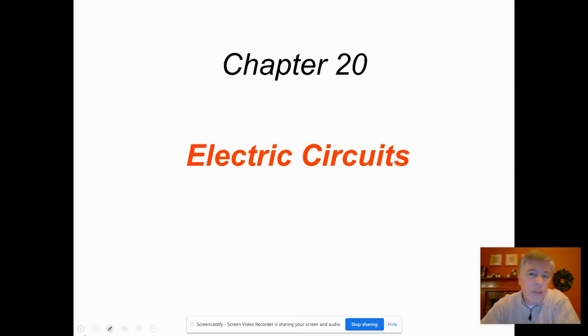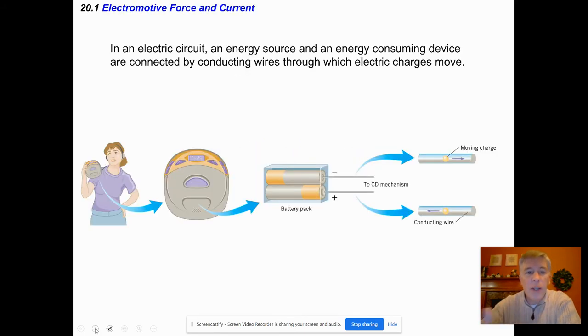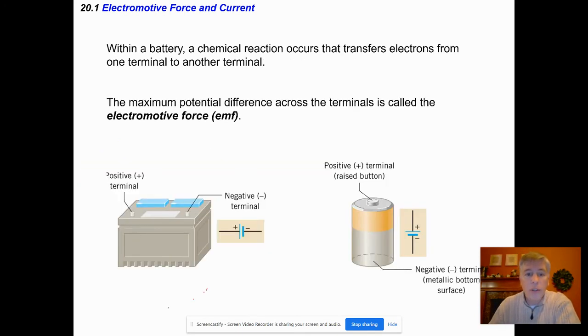These are actually kind of a review of some of the things from Chapter 20 on electric circuits. So we're going to talk about some of the basics of electric circuits in here. To start off with, an electric circuit basically just needs an energy source and then an energy consuming device, and you have wires connected through there so those electric charges can move. So now we're getting into electrodynamics. We're getting the movement of charges.